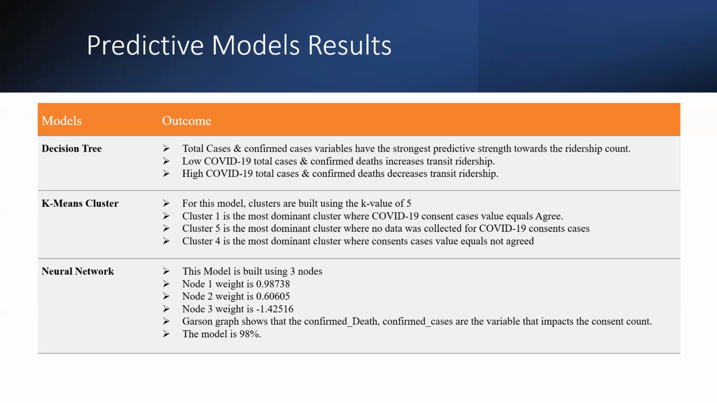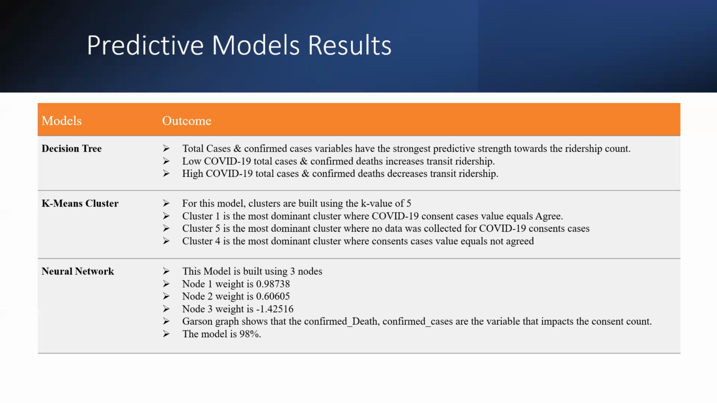So basically this helps me understand the similarities in the COVID-19 classifications and stuff like that. So that's what the k-means cluster helped me with in this scenario. And then the next predictive model is the neural network.